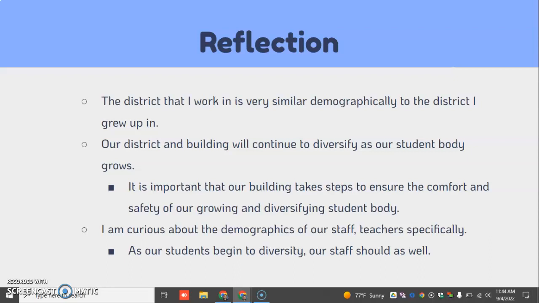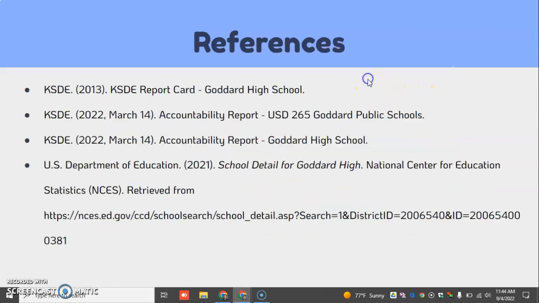Our district and building is going to continue to diversify as our student body grows. As I said earlier in the presentation, we have a growing student body. So it's important that our building takes steps to ensure the comfort and safety of our growing and diversifying student bodies. I am curious about the demographics of our staff, teachers specifically, because as our students begin to diversify, I believe that our staff probably should as well.